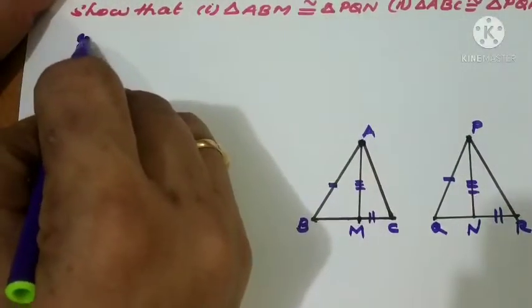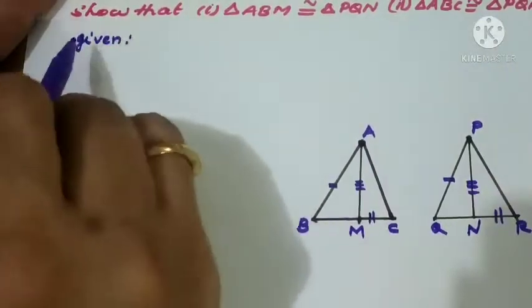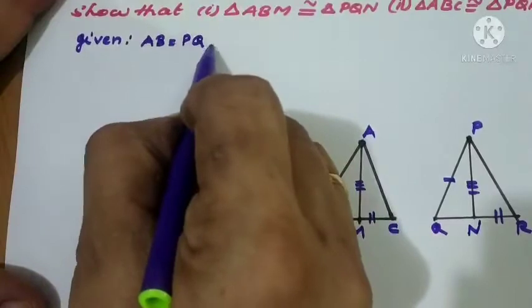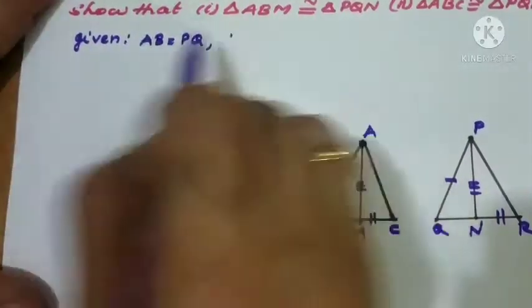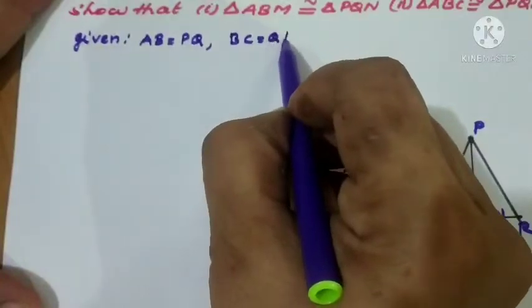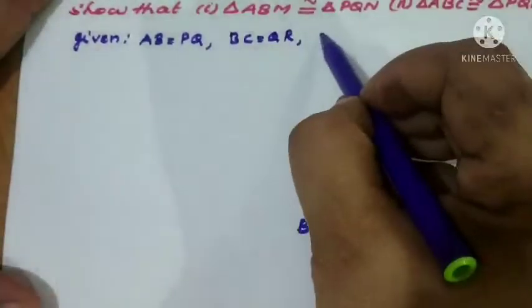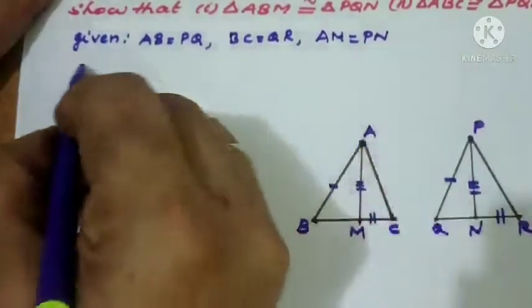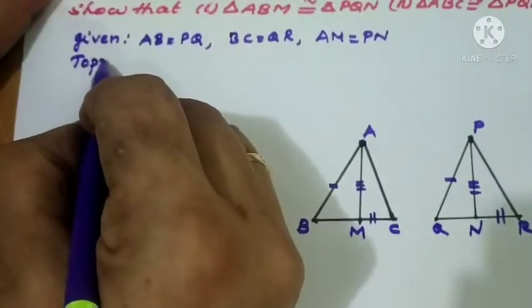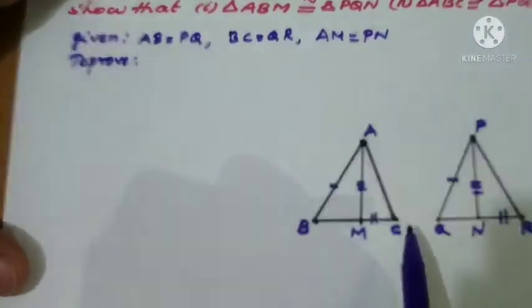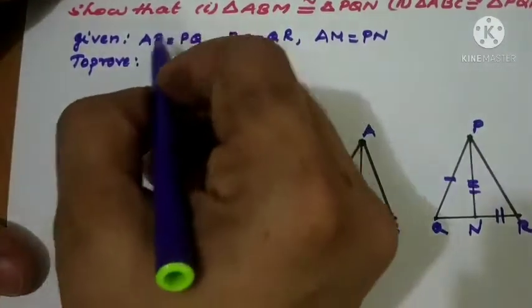What is given? Given that AB equal to PQ. Next, BC equal to QR. The third side is the median only, AM equal to PN. To prove two criteria we must prove. So we are having equal sides only, no angle is given. So how to proceed? Let us see.